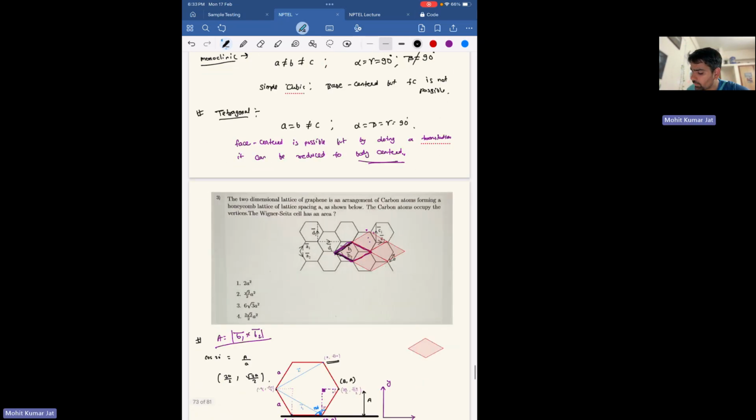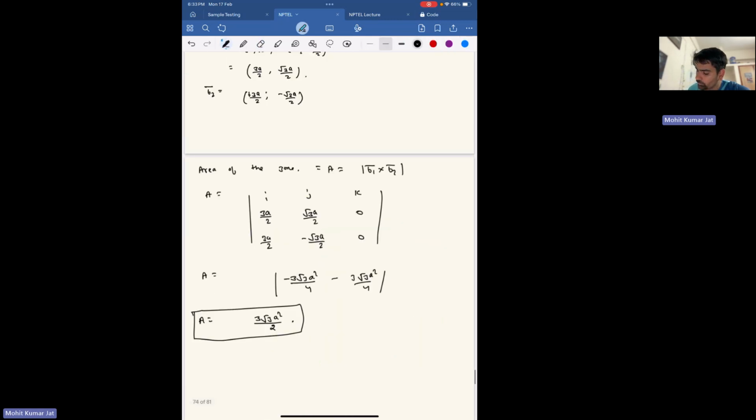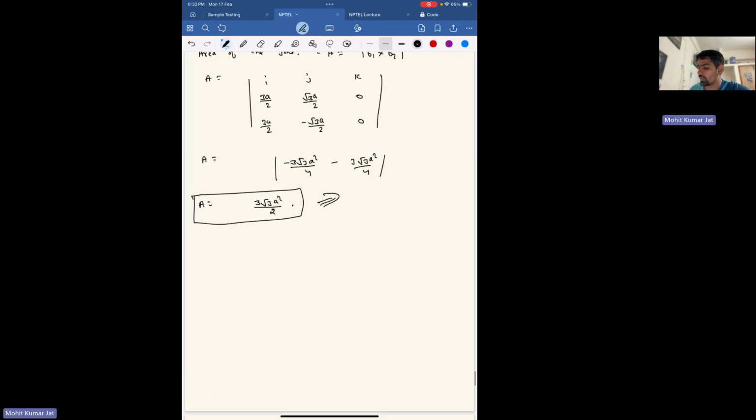Let's see if there is any option. So there is an option which is number 4, 3 root 3A square by 2. So this is the correct option for the given question.